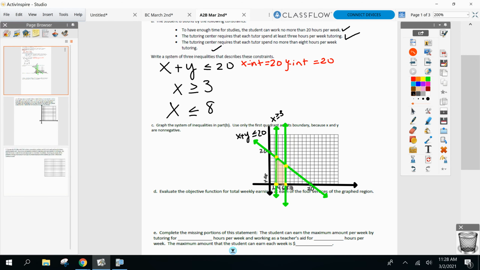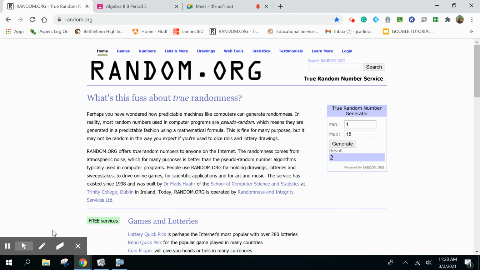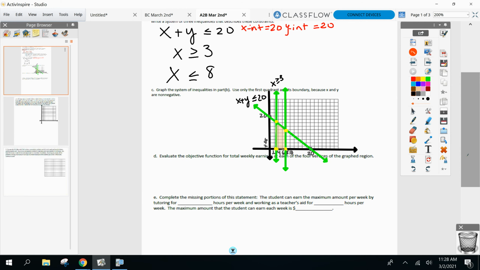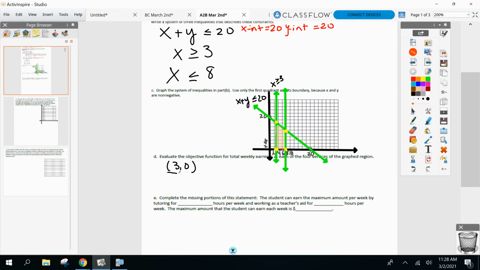All right, who's got the 4 corners here for me? Caroline, when you're ready, let me know what you think your 4 corners are. Because this is part D now, everyone. Part D, evaluate the objective for the 4 vertices. Go ahead, what are your 4 vertices? Be careful. 3, 0. Definitely 3, 0. 8, 0. Definitely, those are the 2 easy ones to get. Now I have to be careful where they intersect. 8, 12. What do you got? 8, 12, yep.